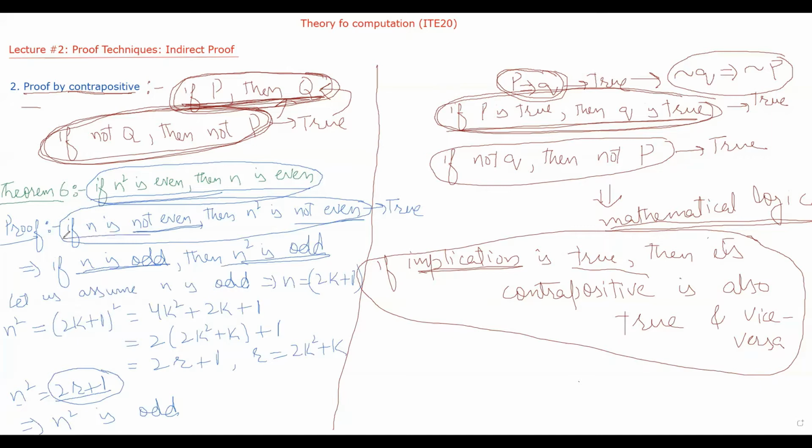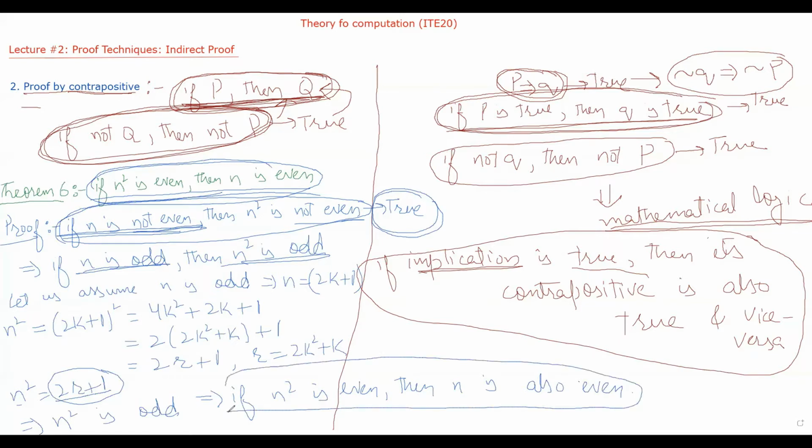So that means we have proved this statement. So this particular statement is true. When this statement is true, its contrapositive is also true. The contrapositive of this statement is: if n square is even, then n is also even. So we have proved this statement by proving its contrapositive. This was one of the simplest examples we can find, where using this contrapositive technique we were able to prove this particular statement.